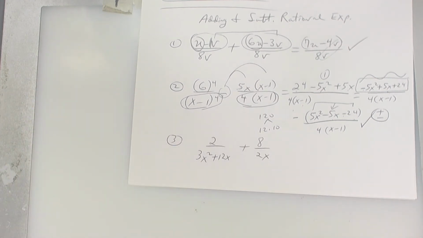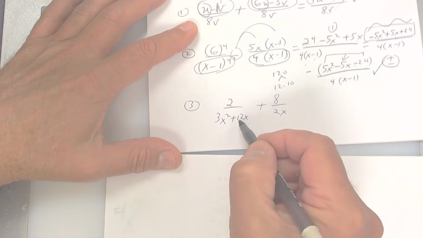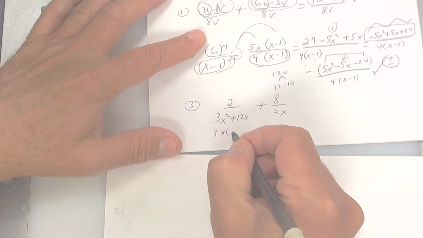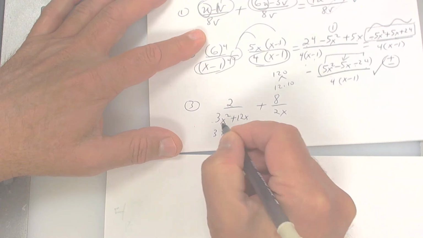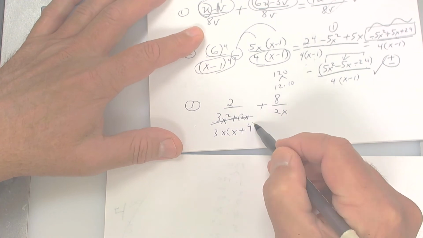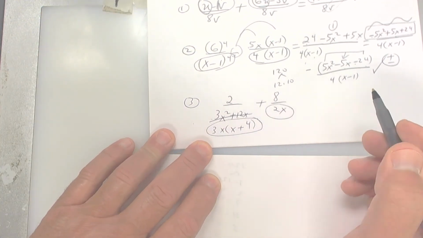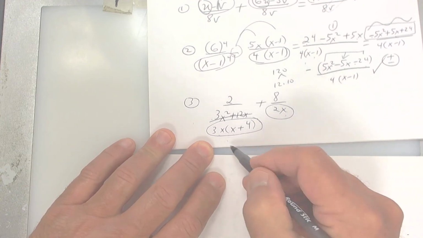Well, let's take a look at this one right here. This one right here, you have to first factor your denominators. For example, this right here, I can take out a 3. I can take out an x. And I'm left with x plus 4. Okay, so this is what I get here. All right, now you have to have the same denominator, so pay attention here. We already have the x, so you can leave the x alone.